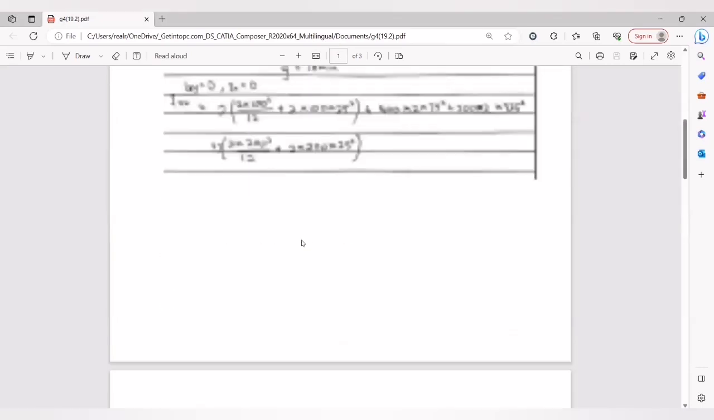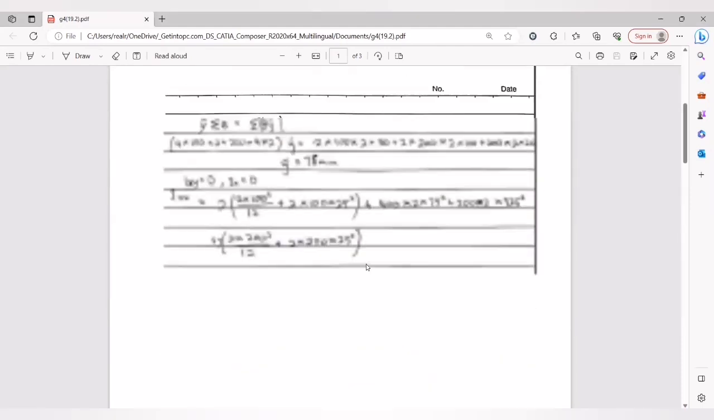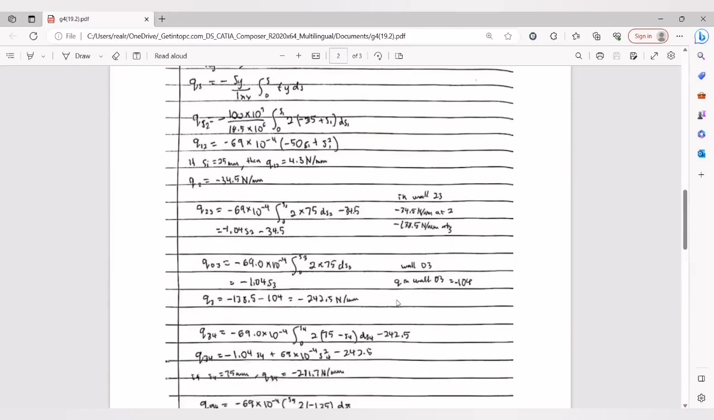And then we know that in wall 2 to 3, this part at point 2 is negative 34.5, and then at point 3 it is negative 138.5. So if you're going to calculate Q from point 3 to point 4, we actually need to add Q3, and then like we do in Q point 2 to point 3, we add Q2.